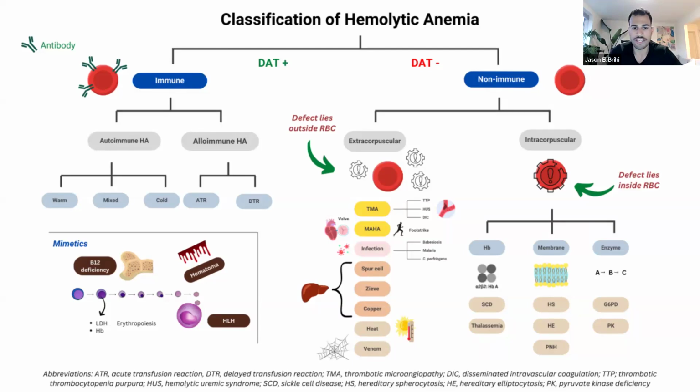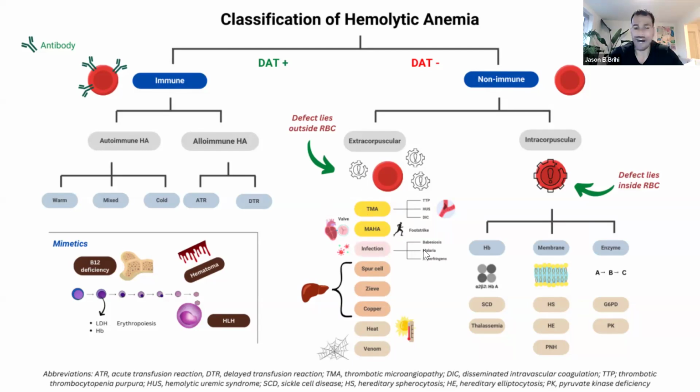All of these acronyms are written here, by the way, so you don't have to remember them. And then the extracorpuscular, so the red cell is fine, but something is happening to it to make it pop. There's the TMAs, which is the thrombotic microangiopathies, and they include TTP, HUS, and DIC. These can be quite fatal, so they're very important to recognize. MAHA is microangiopathic hemolytic anemias.